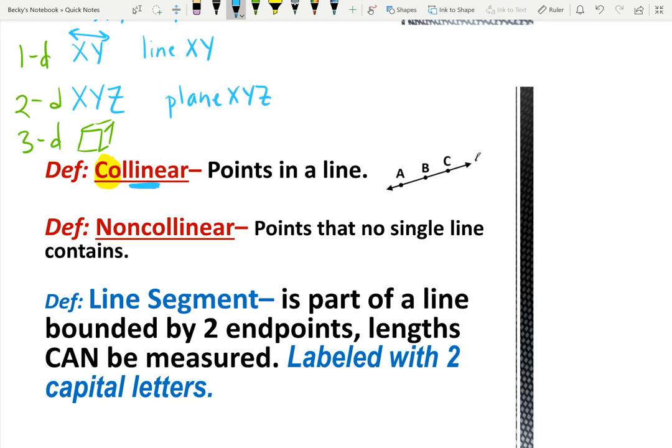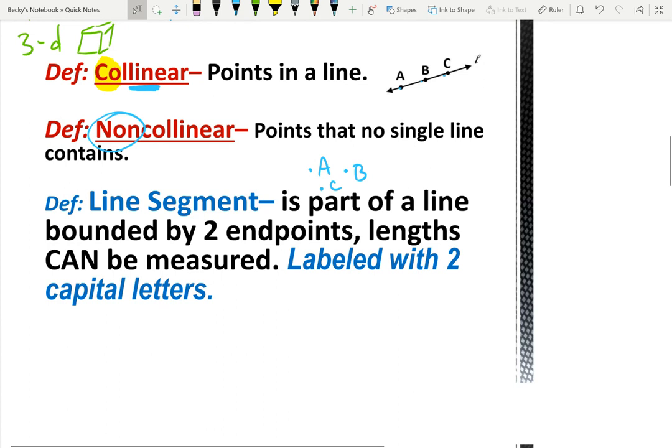Now, if you see the word not in front of a word, it means the opposite of it. So noncollinear means not on a single line. With collinear, if you look at these 3 points, you can draw a line that contains them all. But if I were to draw A, B, and C like this, is there one line that would contain them all? And you would say, of course not. So these are words we're going to use all year. So try to make a list of all your vocabulary words on your theorem sheet, and that will help you as we go on.